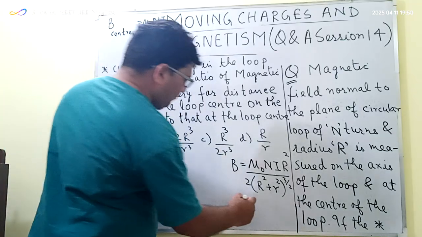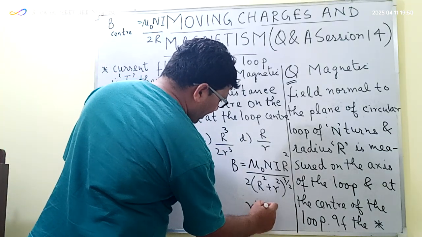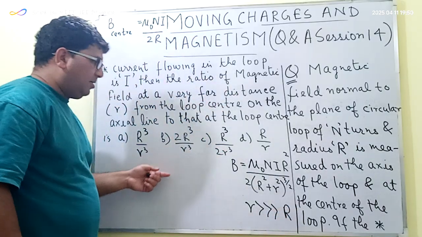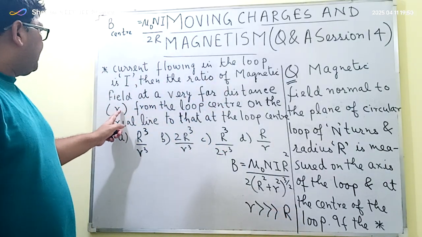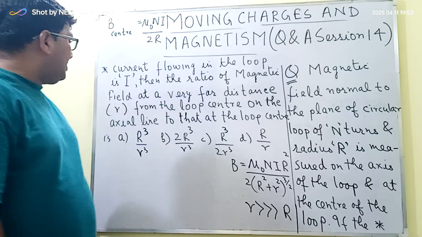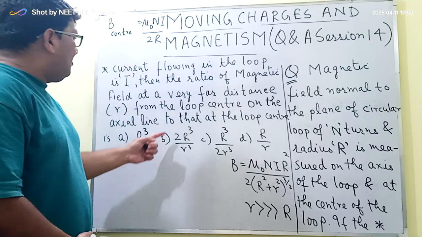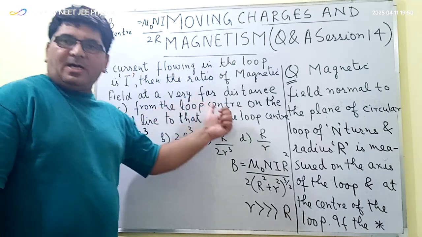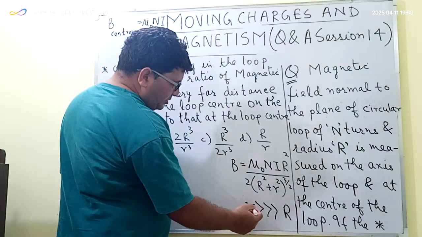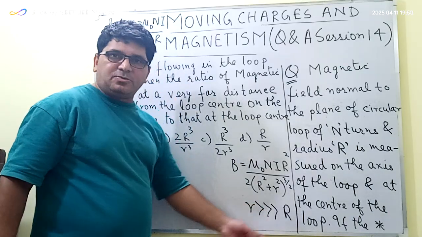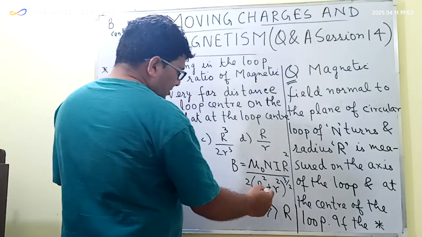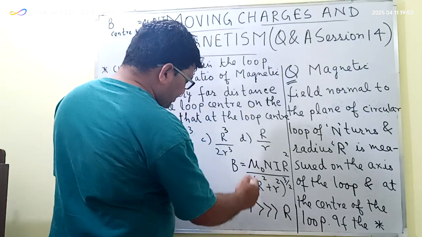Now here, since small r is very large in comparison to the radius of the loop, because this distance which is equal to r on the axial line of the current carrying loop is located at a very far distance from the center of the loop, therefore we can say that this small r is very large in comparison to the radius of the current carrying loop. So in this case, this capital R can be omitted from this equation.